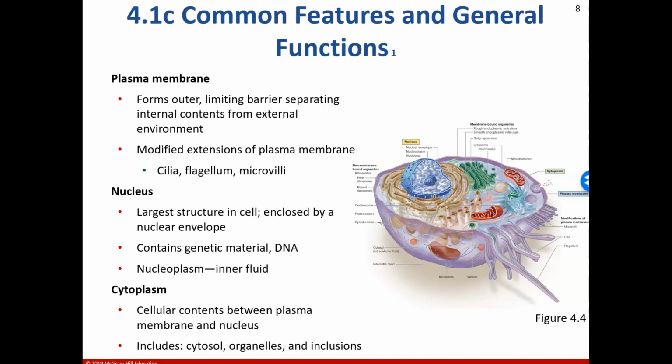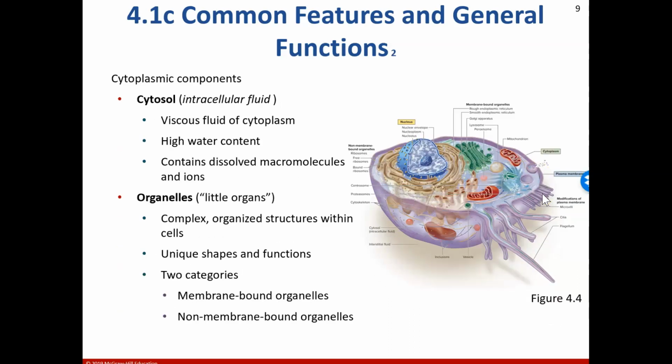Now for our cytoplasm. Our cytoplasm can be found between the nucleus and the plasma membrane. So it's all of this in here. So it consists of our cytosol, which is the fluid in here, and we'll talk about that in the next slide, our organelles, and inclusions, which you see a couple inclusions here. We're going to talk more about them in the coming slides as well. So cytoplasm is all of this between the nucleus and the plasma membrane.